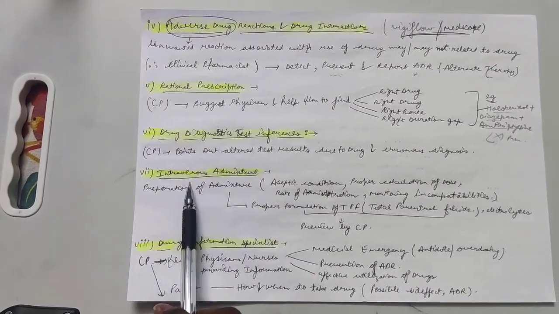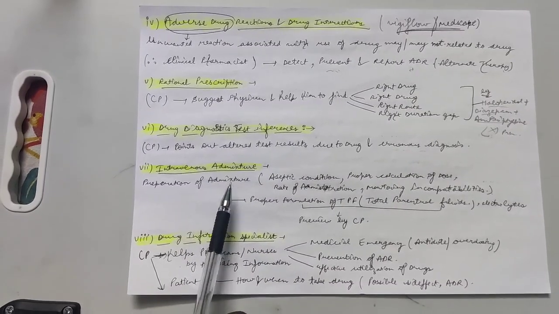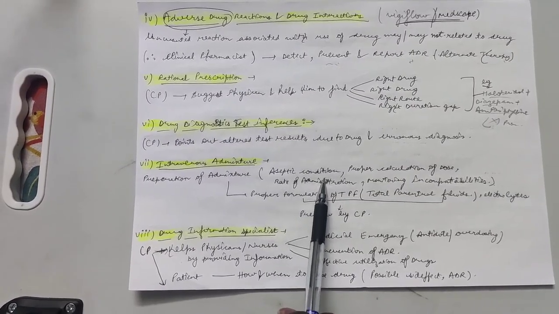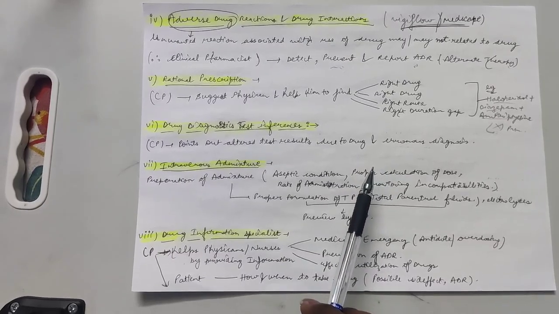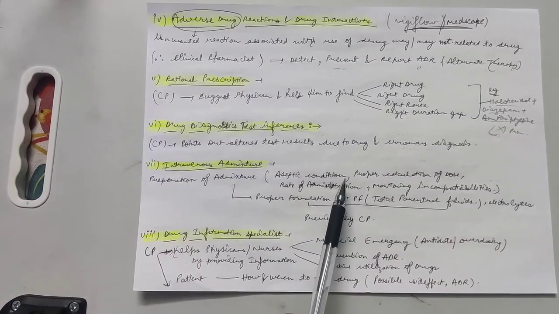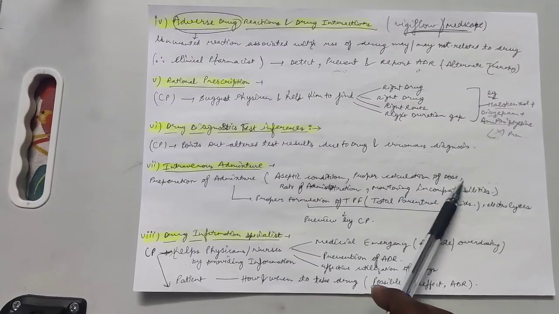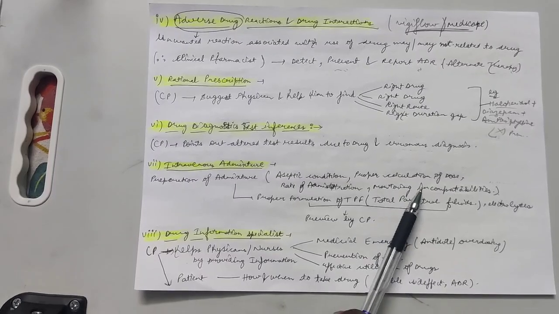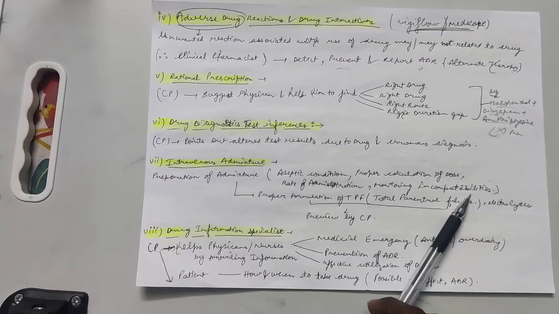Seventh is intravenous admixtures. In the preparation of admixtures, whatever drug we are formulating should follow aseptic conditions. There should be no entry of any person into that room, only gloved persons should go. Every condition of the room temperature should be maintained. Proper calculation of the dose should be done. Rate of administration of the drug, monitoring, and incompatibilities should also be noted down on a daily basis.